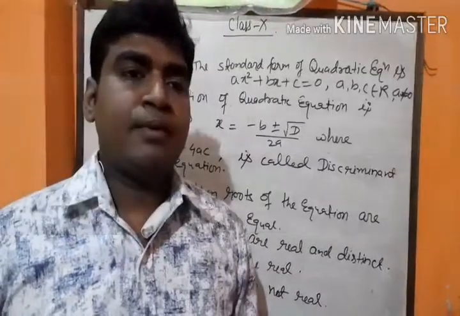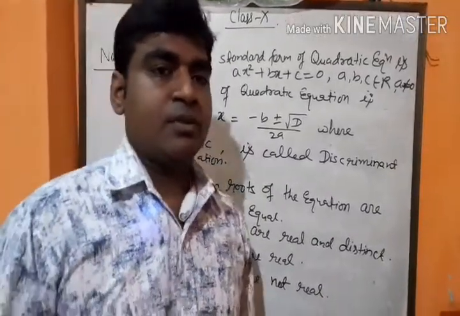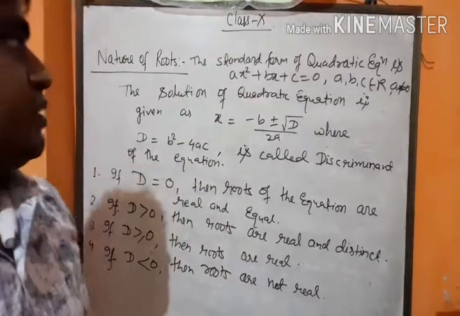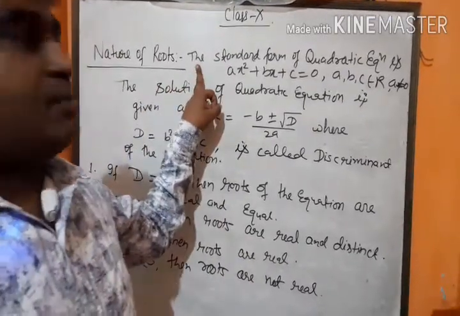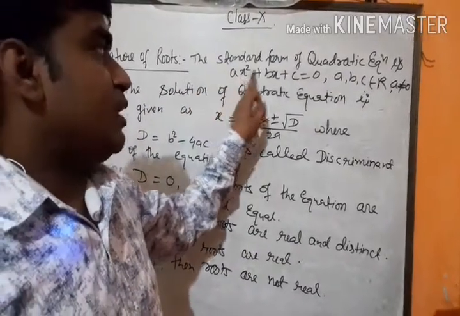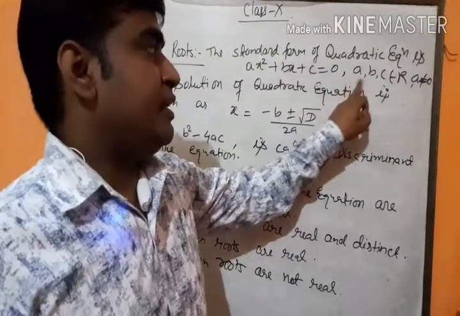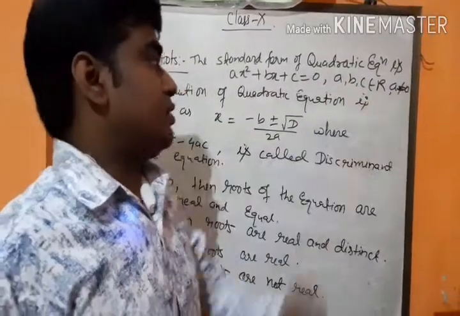Hello students, today we are going to start the nature of roots of the quadratic equation. Here we know that the standard form of the quadratic equation is ax² + bx + c = 0, where a, b, c are real numbers but a ≠ 0.